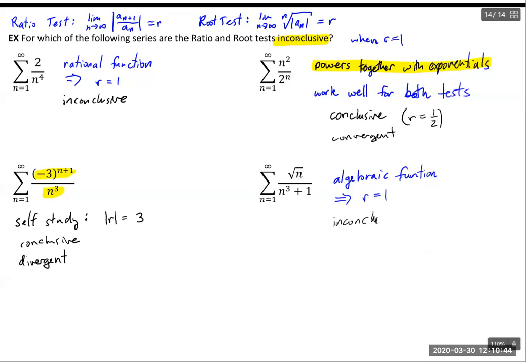So again, I suggest you try it out as self-study. And when you work the problem, pay attention to why this would be the case for any algebraic function. Same thing back up here with this problem. Self-study, work it out, show that r is going to be equal to 1, and pay attention to why that would work out the same for any other rational function.